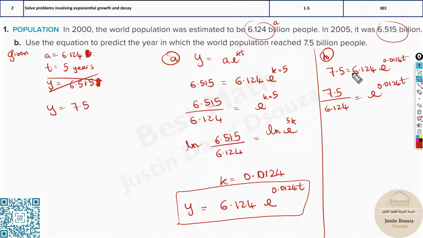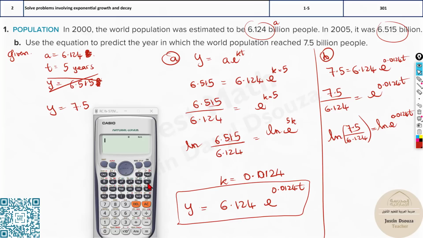Don't take natural logarithm over here in the first step itself because there are two terms here. You have to use properties and stuff. So simplify the numbers. Now you can see this is a single term when you solve it, right? So now you can take ln on both the sides. It'll be ln of 7.5 divided by 6.124 is equal to ln e to the power 0.0124 t. That's it. Now use your calculator to solve for t.